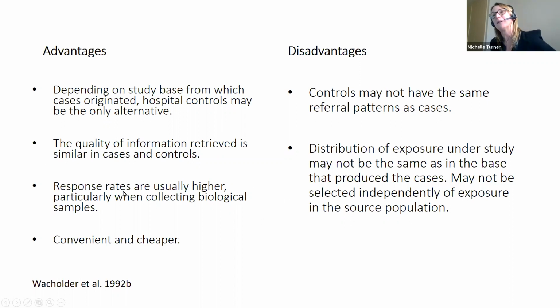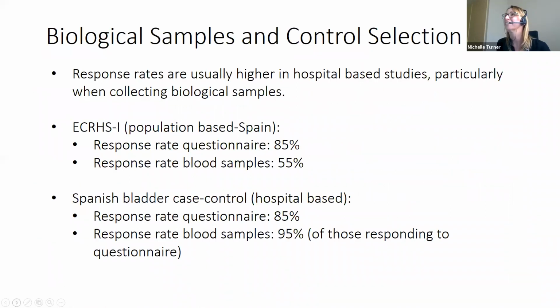Hospital controls may also be very useful when you're interested in collecting information on biological samples, blood samples, urine samples, different samples. They may be more willing to offer those samples to you. So something else to consider there, depending on your question. So this is an example from some work in Spain on biological samples.